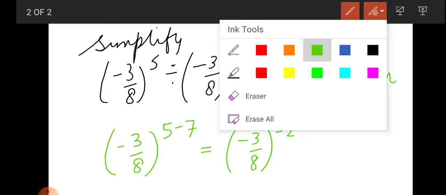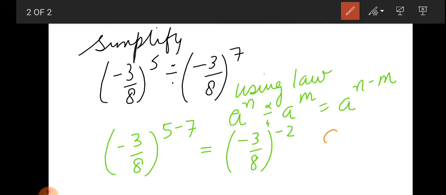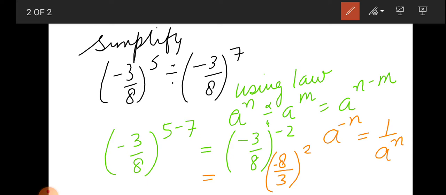Now again use another law which says a raised to the power minus n is equal to 1 upon a raised to the power n. So minus 3 by 8 raised to the power minus 2 can be written as, take the reciprocal of minus 3 by 8, minus 8 by 3 raised to the power 2.